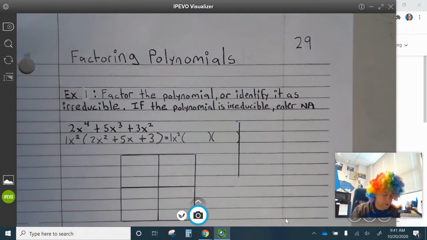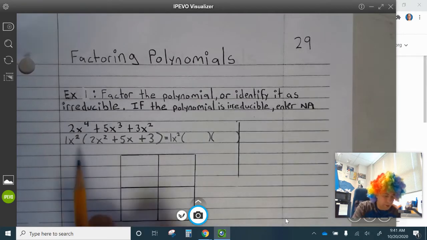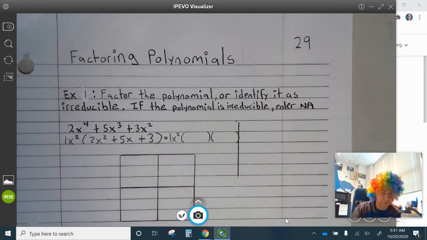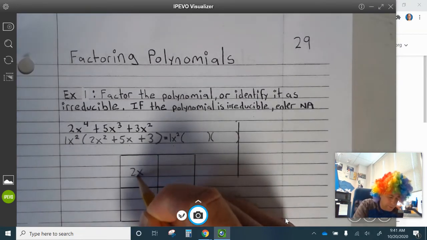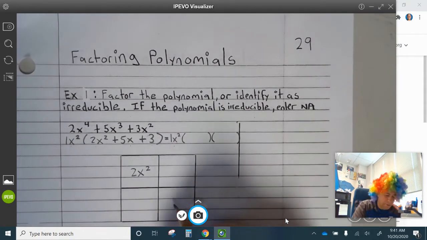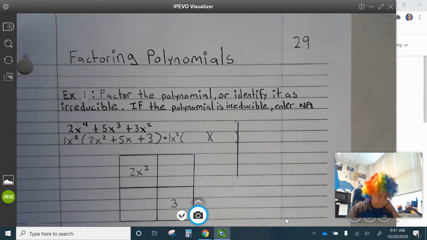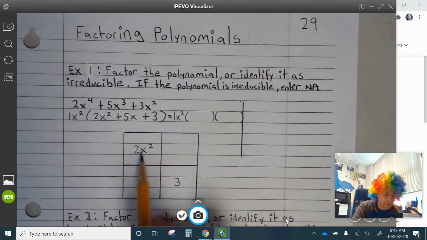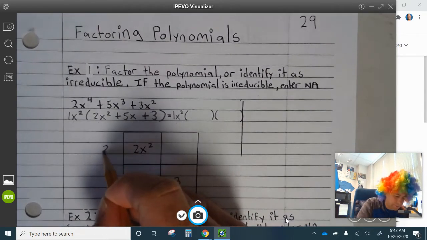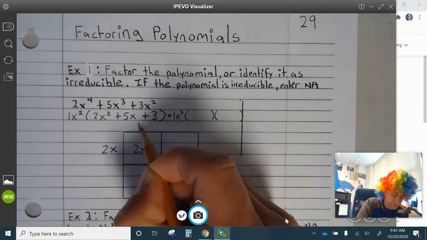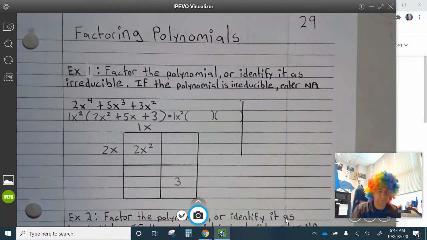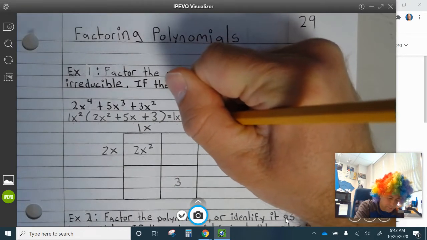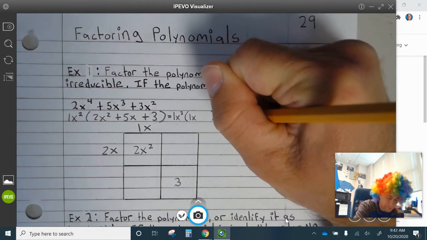okay? Now, what we're going to do is ignore the 1x squared. That's already factored out. Now we're going to look at the trinomial 2x squared plus 5x plus 3. So that goes here. 2x squared is here. And then 3 goes here. Okay? Now, we have to ask ourselves, what makes 2x squared? Well, the answer to that is 2x times 1x. Okay? So we know that this is 1x and this is 2x.